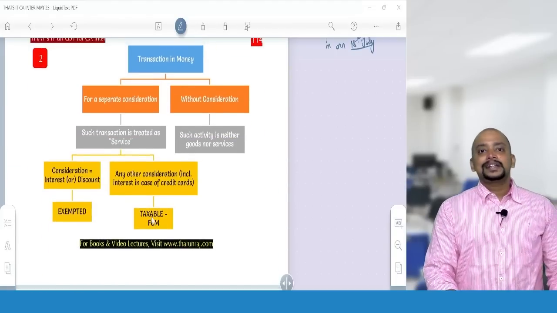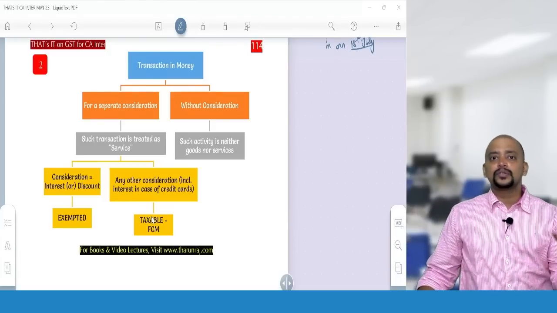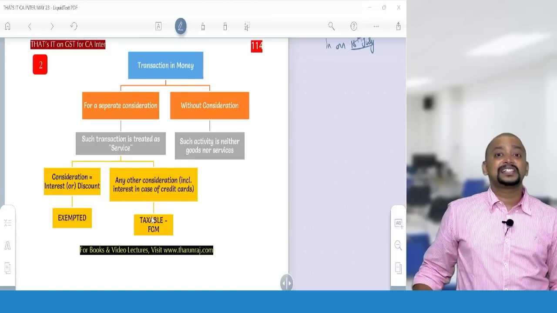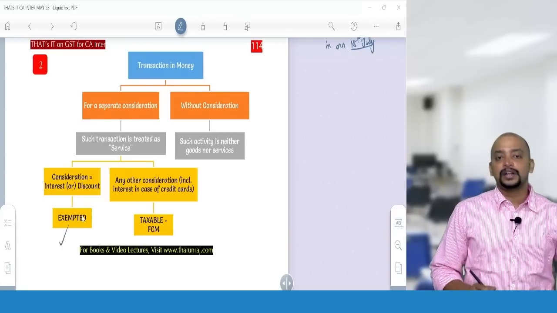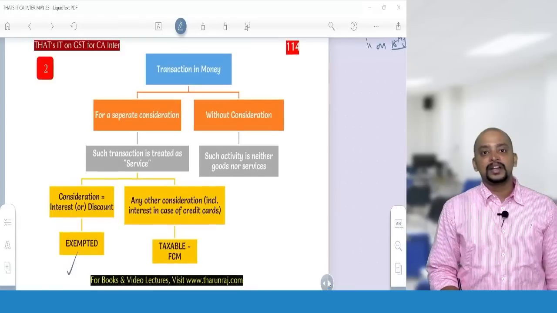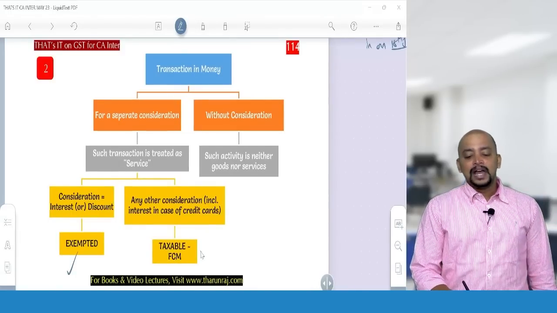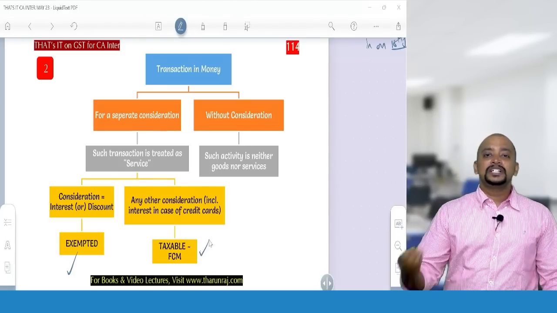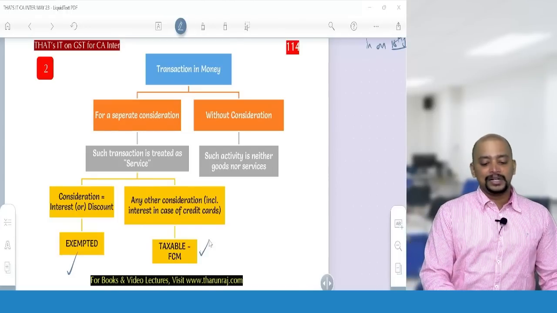Then number 2, transaction in money. Suppose it is without consideration, then it is neither goods nor services. If the transaction in money is for a consideration, then we need to check whether that consideration is interest or discount. If the consideration is interest or discount, it is exempted. So interest on loans, advances, deposits is exempted. Whereas interest on credit card, even though it is interest, will be taxable. And any other consideration is also taxable, for example commission or demand draft charges or cheque collection charges, all those charges will be taxable under FCM.